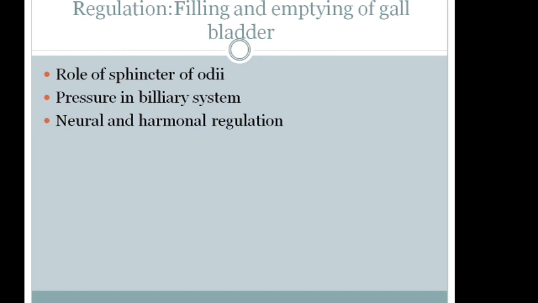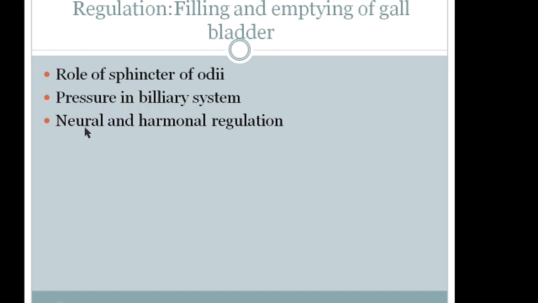Normally in fasting condition it is 7 centimeter H2O, but when the food or acidic chyme enters from the stomach into the duodenum, the pressure is increased, which is 20 centimeter H2O. At this time the sphincter of Oddi is relaxed, meaning open, and bile is secreted from the common bile duct into the first part of the small intestine.